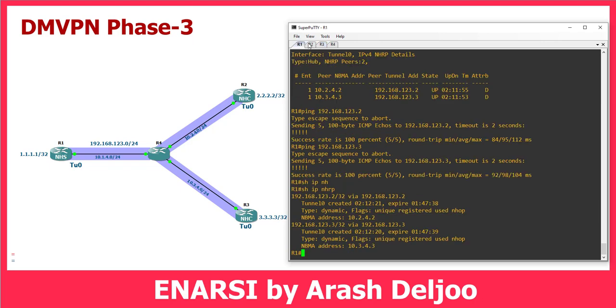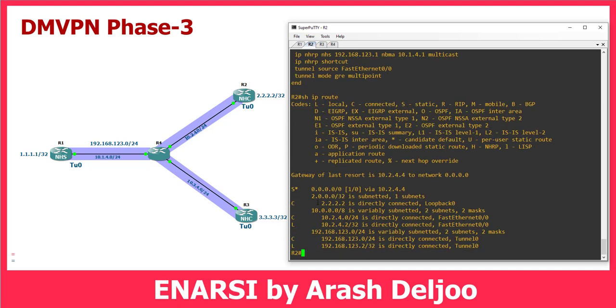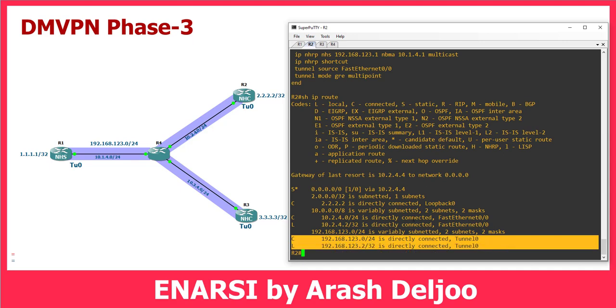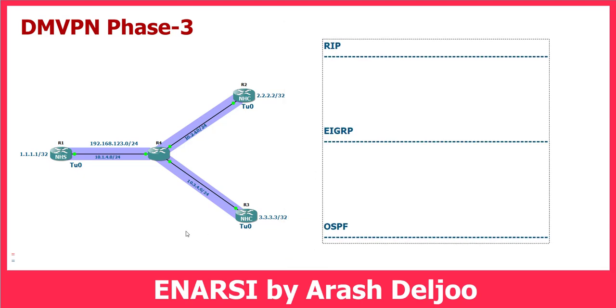Also, in router 2, let me show you the routing table. The routing table of router 2 is shown with show ip route. Here you can see that we have only a path to 192.168.123.0 in the overlay. Actually, we don't have any path to 3.3.3.3 or 1.1.1.1, and it is obvious because we didn't configure any IGP. Let me configure different IGPs. After that, we can talk about the detail of them.